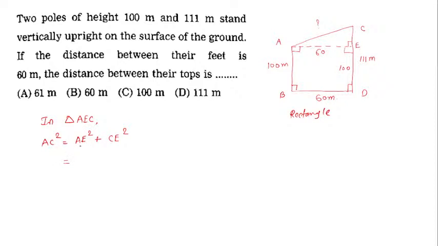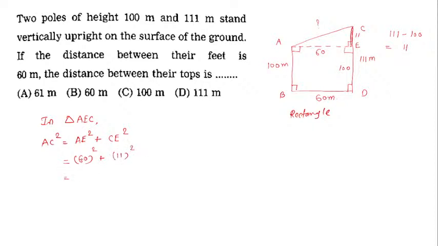Now we must have AE and CE, out of which AE we have found to be 60. So AE square, that means 60 square, plus now we have to find CE. This is the segment CE. If we can find CE, we will get the answer. Now to find CE, if we subtract DE from the whole segment CD, that is 111 minus 100, that should be the length of segment CE. So 111 minus 100, that's 11. So CE is 11. So instead of CE square, we should write 11 square.